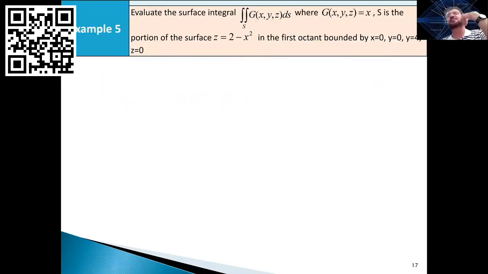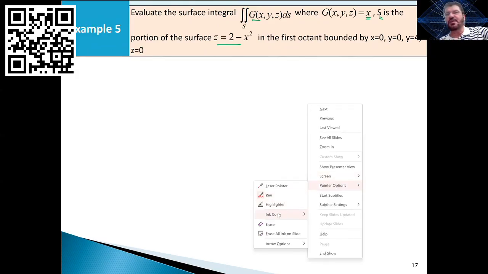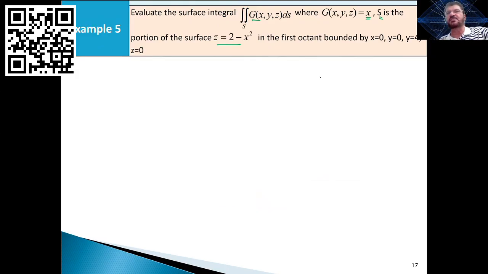All right. So let's look at this one. Evaluate this surface integral, where g is given to be x, and S is the surface of this in the first octant bounded by all of those. So let's graph our surface, guys. I am integrating over a surface. So what does the surface look like? Let's see it.